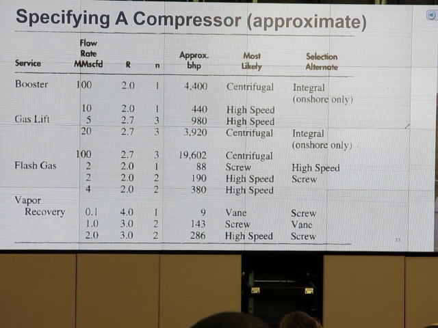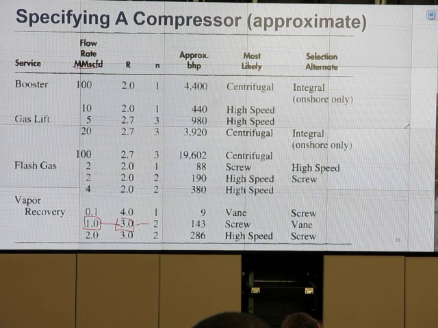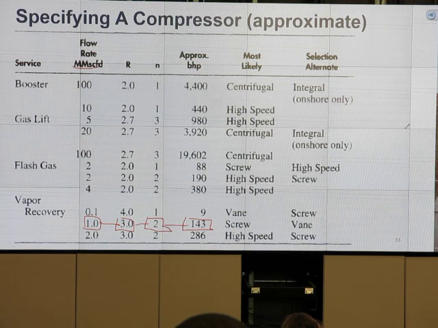What should be the horsepower? If I want to do a VRU, and I have about 1 million standard cubic foot per day, the guidelines say compression ratio should be about 3. I should have about 2 stages, and approximately my horsepower may be about 150, 143.